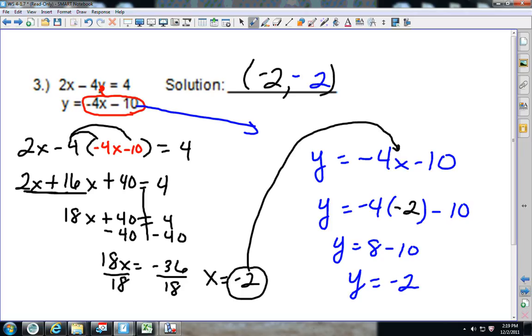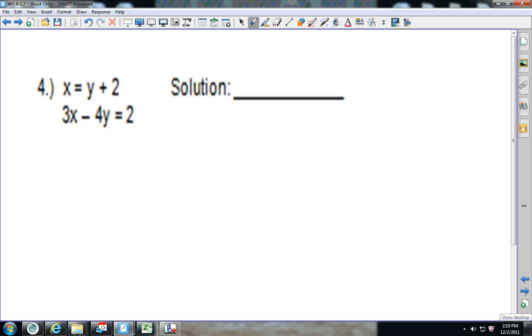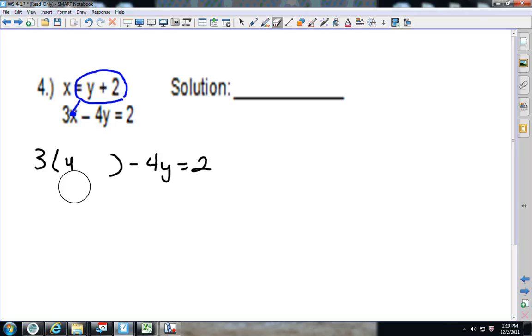Next problem. There's the next one. Are one of the two equations written in x equals or y equals? Yes, I have x equals right here. I'm going to substitute it in here for x. I have 3 times x minus 4y equals 2. You may want to do it this way and then go in and fill in y. Oops, I don't want to, it doesn't really matter. I'm just going to write it in blue though. Y plus 2.